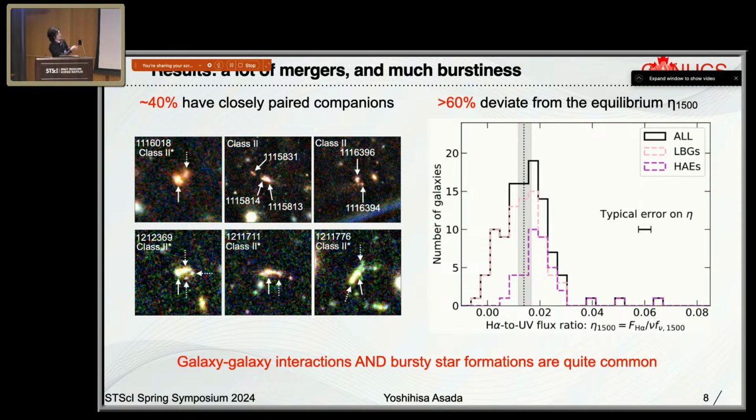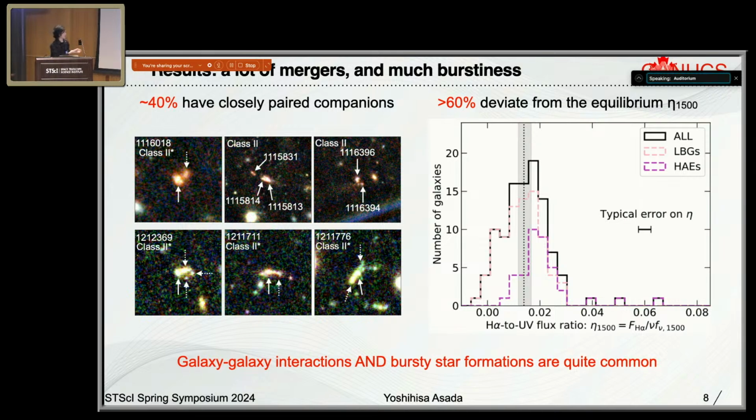Now looking at the H alpha to UV ratio, this is the distribution of the H alpha to UV ratio. You can see that this value is widely distributed from below to above the equilibrium range we can expect for a steady star formation history. Indeed, more than 60% of the sample galaxies deviate from this equilibrium range.